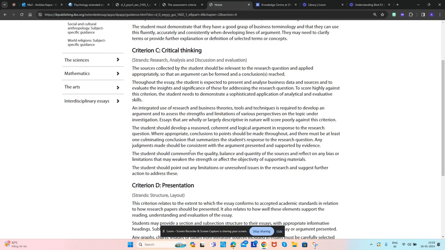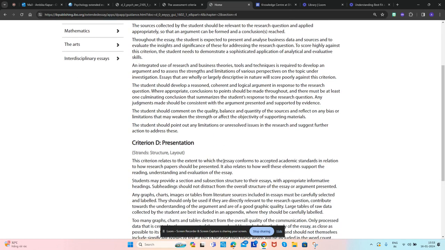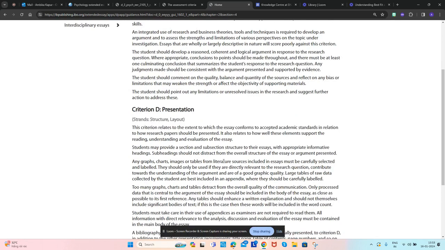So the student should comment on the quality, balance, and quantity of resources and reflect on any biases or limitations that may weaken the strength and affect the objectivity of the supporting material.